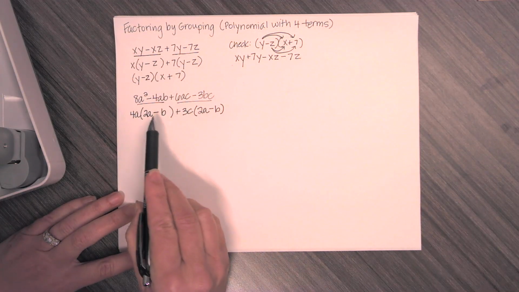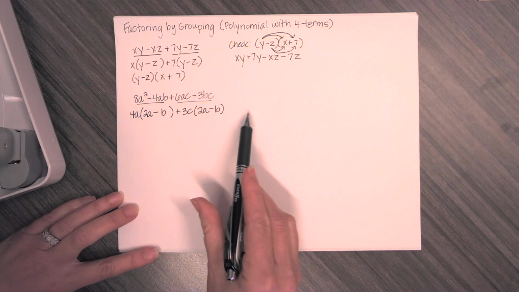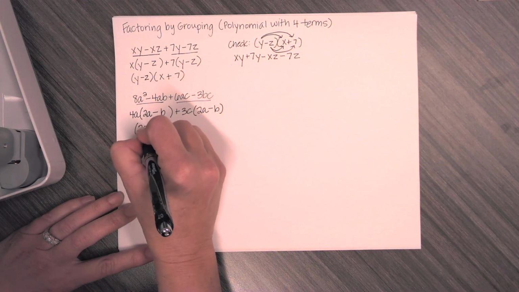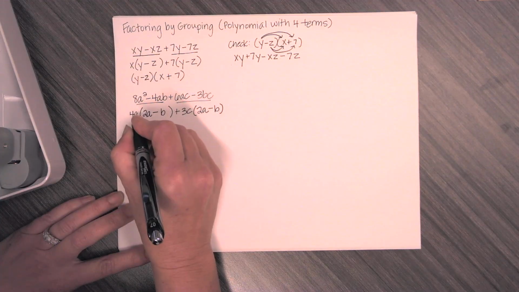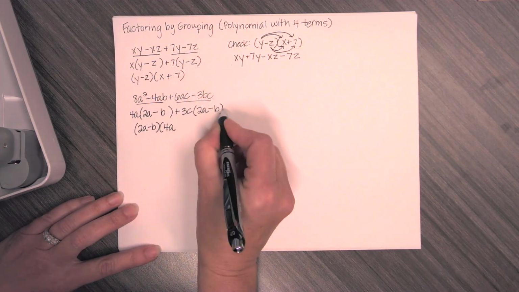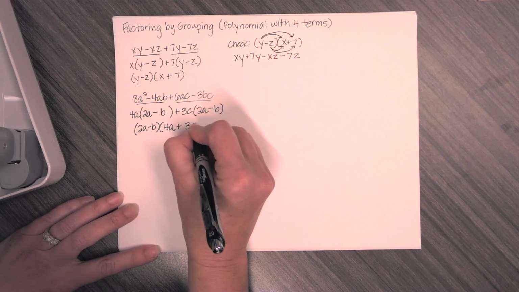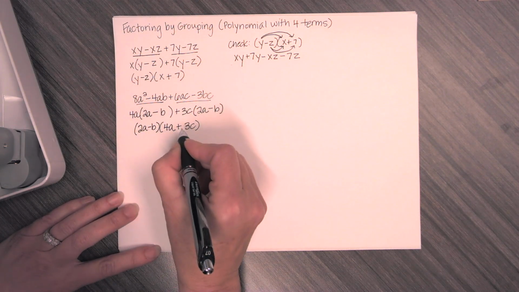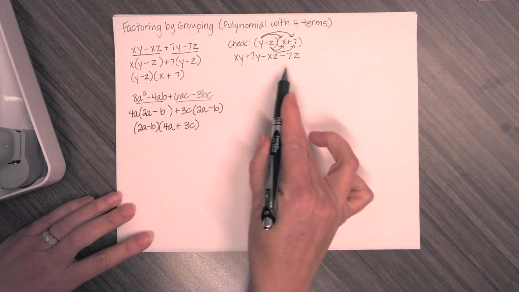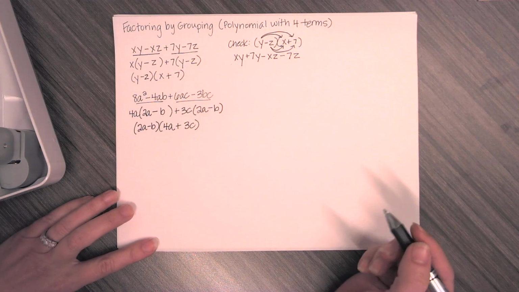All right, now this is how we know we're doing well. We're on the right track. Our parentheses match. So we have that common binomial that we're going to factor out, 2a minus b. Out of this first group, that will leave a 4a. Out of this second group, when I take out 2a minus b, it'll leave plus 3c. And this is my answer. If we wanted to check it, we would distribute, FOIL that out, and we should get these same four terms.